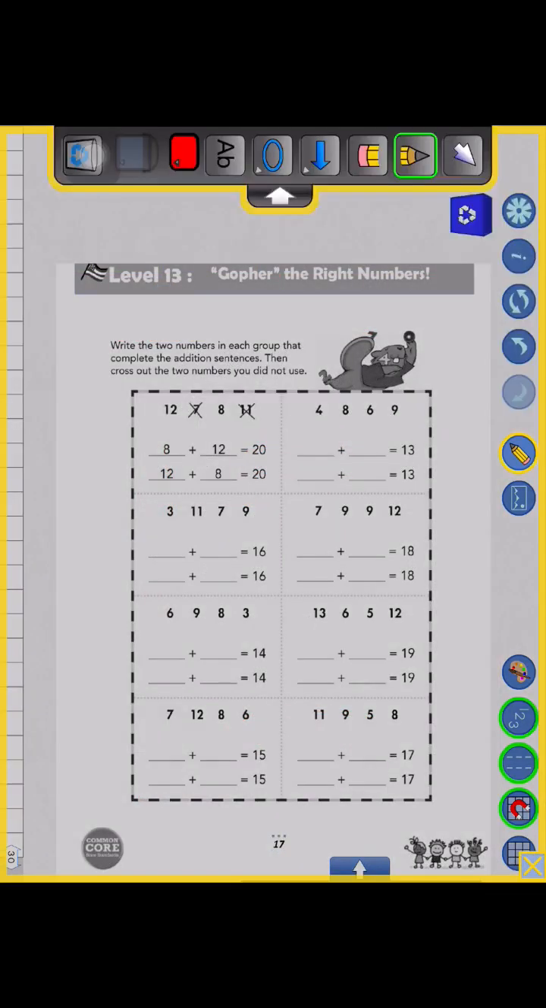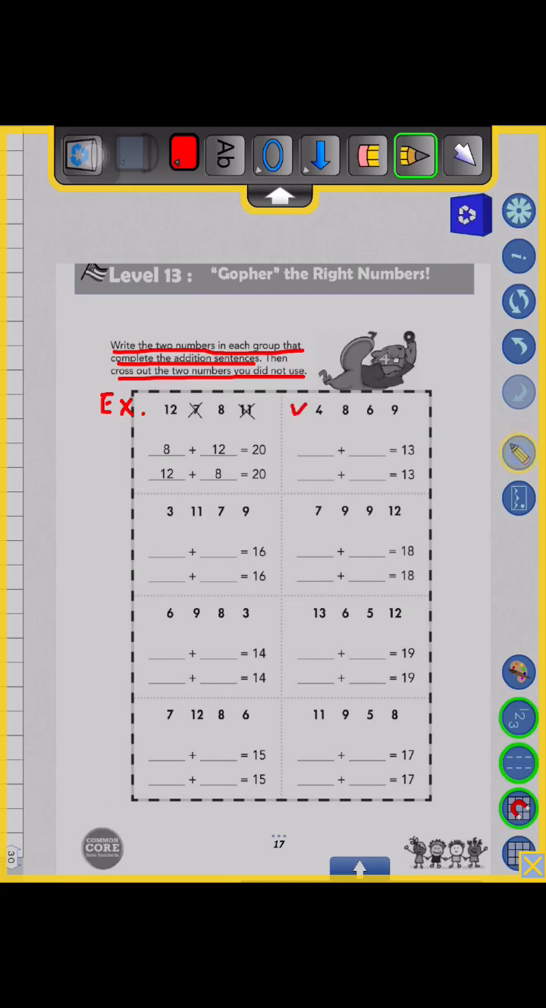Okay, kids, please take a look at page 17. Write the 2 numbers in each group that complete the addition sentences. Then cross out the 2 numbers that you did not use. Okay, so take a look at the example. So we got 12, 7, 8, and 11. 8 plus 12 equals 20, and also 12 plus 8 also equals 20.